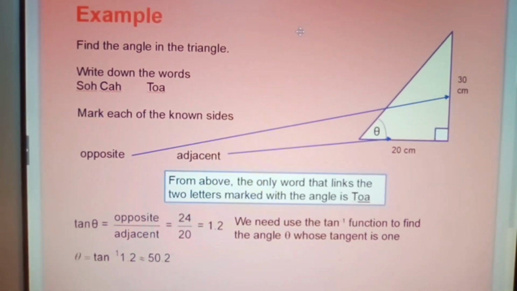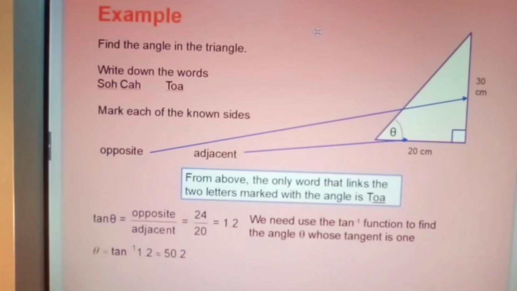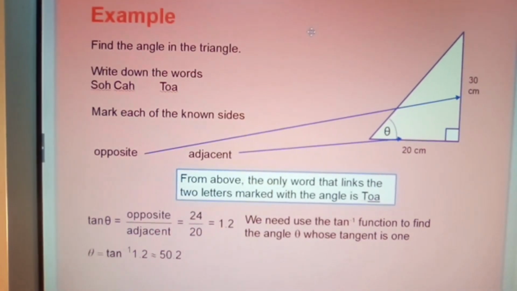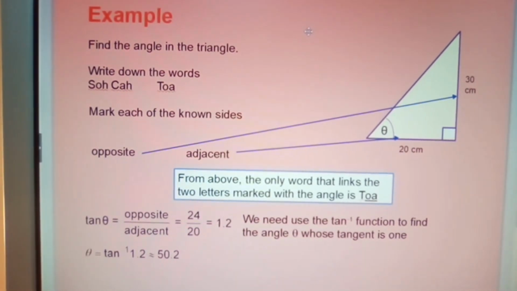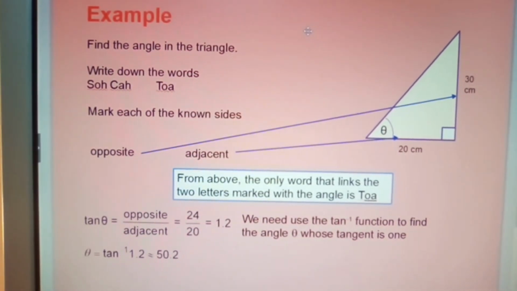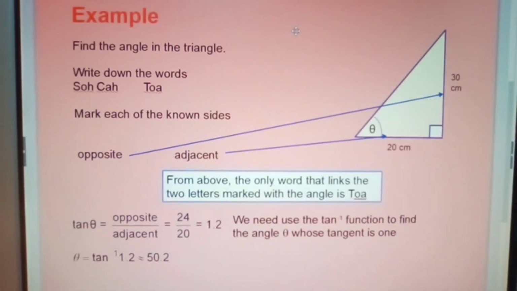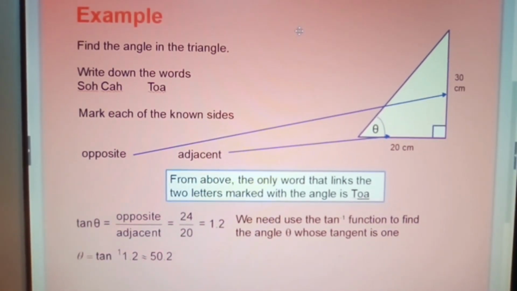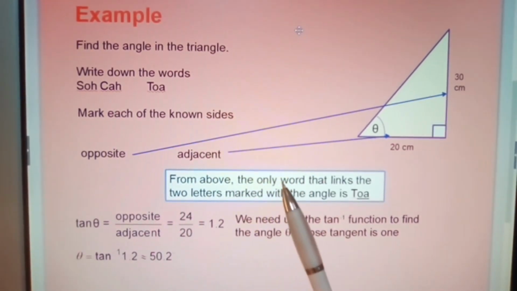Equals 1.2. No, why 24? Where did 24 come from? There could be an error in my diagram, unless I've missed something. Okay, if I have missed something, I'm sure you'll let me know in due course.